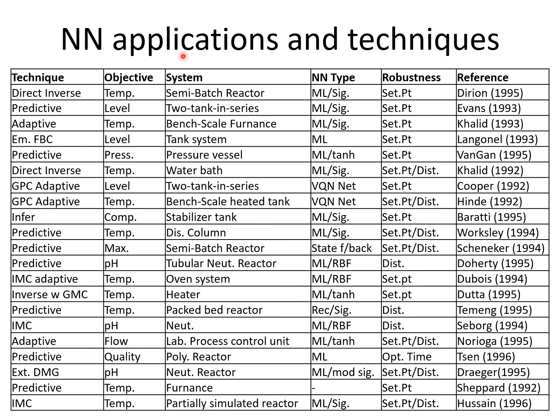Typical chemical process systems using different types of neural network, multi-layered sigmoidal, and so on. These are the specifications for the neural network structure. And also mostly for set point and disturbance, but some may be for disturbance only. But these are some of the papers from a very long time ago, since 1992.